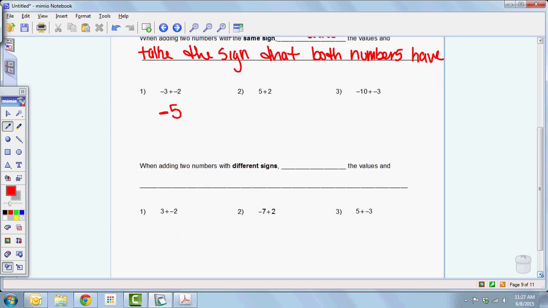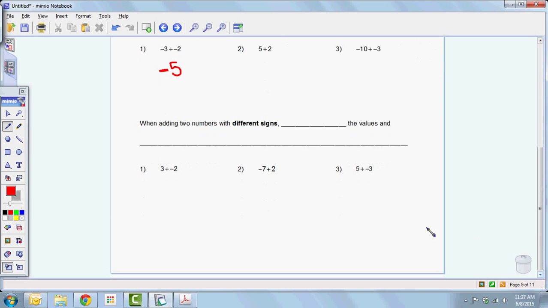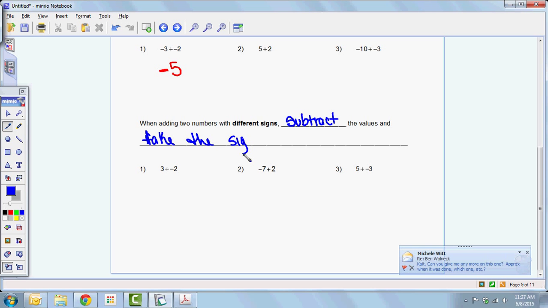Alright, moving down below, this is our second rule. Second and last rule for adding. When you have two numbers that you're adding together and they have different signs, I know this is going to sound strange, but you're actually going to subtract those two numbers and you're going to take the sign of the bigger number.